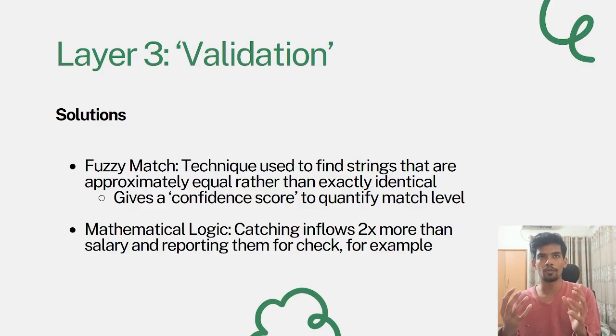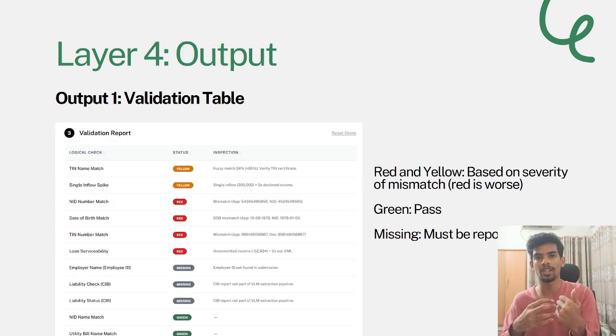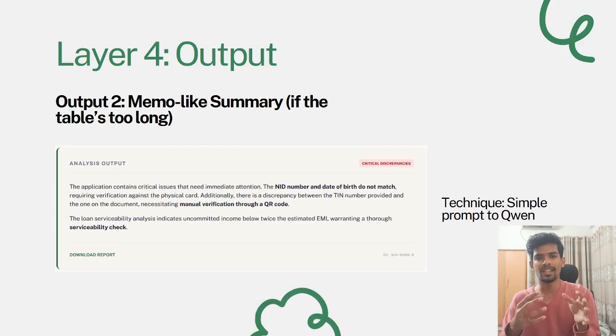So what happens in the output layer? I have kept provision for two different types of outputs. Number one, a validation table. Against all the validation checks that were made, certain statuses will be returned. Red and yellow are worst to somewhat worse in nature. Green means pass. And missing means this is something that needs to be reported. Let's say a document could be missing, or a check could not take place because a certain document wasn't extracted from the bank's end. Either way, it works.